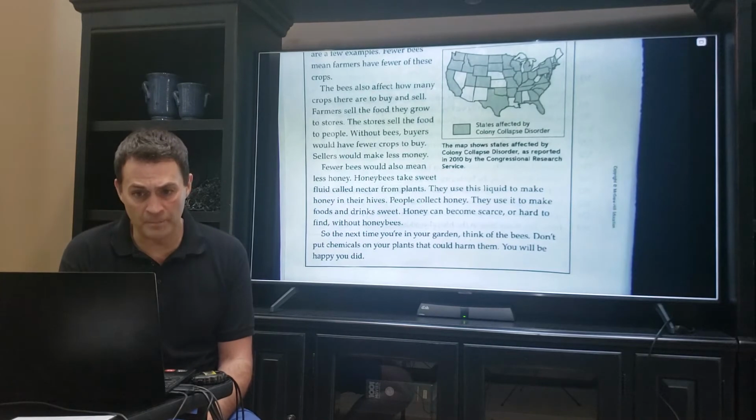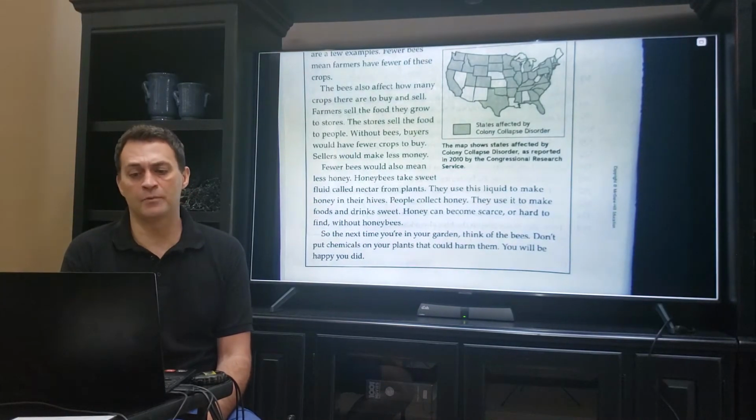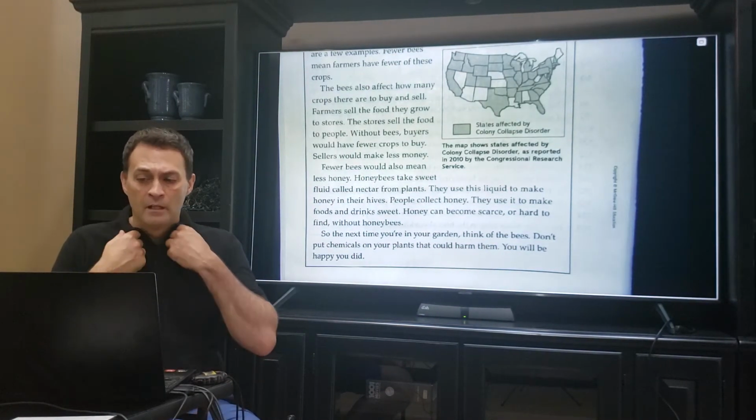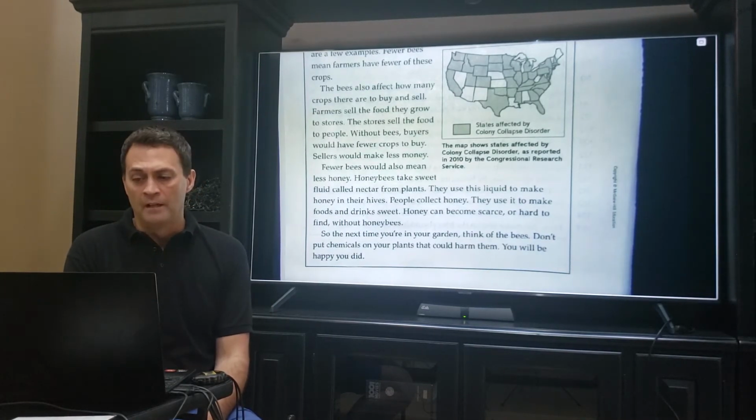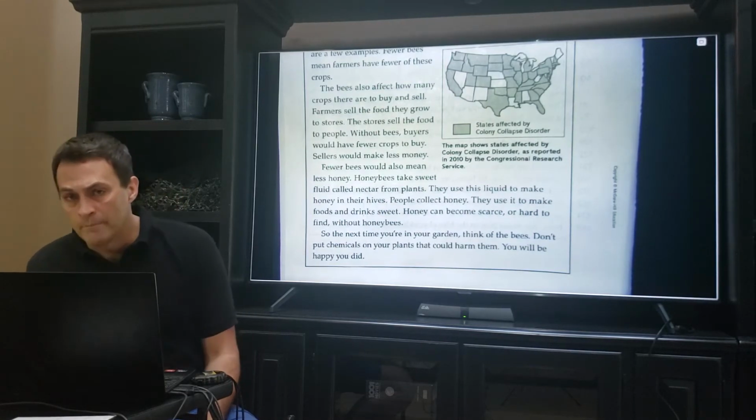Fewer bees would also mean less honey. Honeybees take sweet fluid called nectar from plants. They use this liquid to make honey in their hives. People collect honey. They use it to make foods and drinks sweet. Honey can become scarce or hard to find without honeybees.